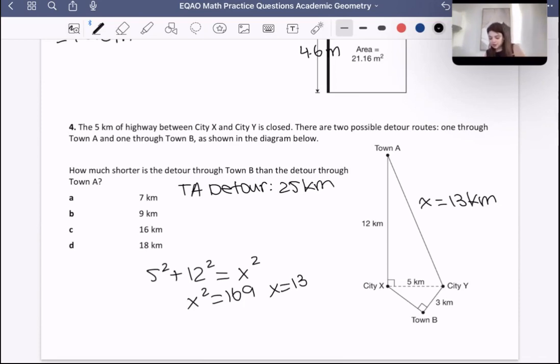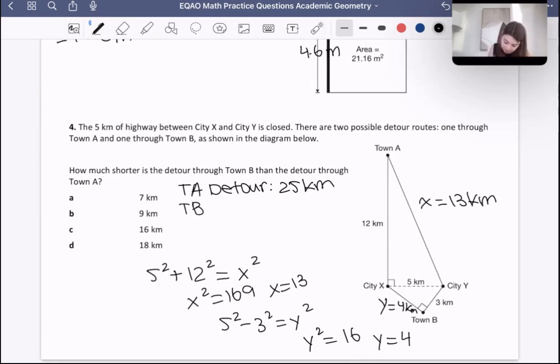Now, what about the next one here? We're going to use Pythagoras' theorem again, except this time 5 is our hypotenuse for the detour for town B. We're going to just label this side y and find it. So here we have 5 squared minus 3 squared is going to equal y squared, which means y squared is going to be equal to 16, which means y is equal to 4. So y is 4 kilometers. So therefore, the town B detour is going to be 4 plus 3 kilometers. So that's only 7 kilometers.